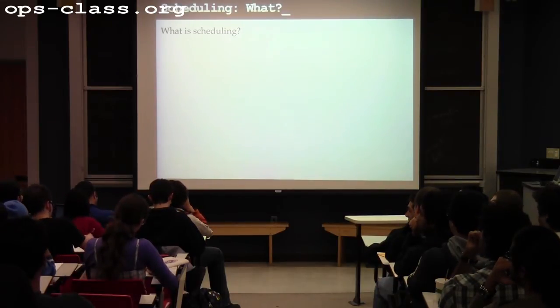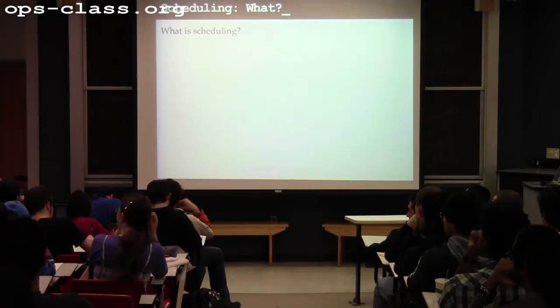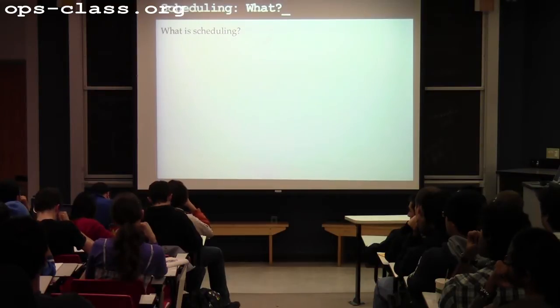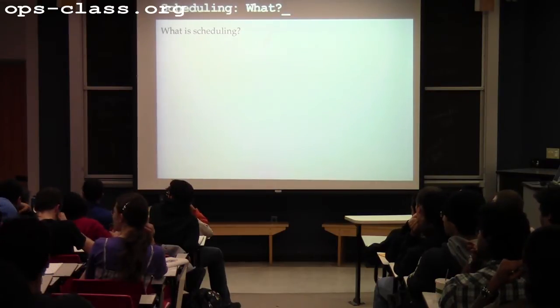When the CPU would actually take the thread, the operating system would take the thread off the CPU and let another thread run. No, that's not scheduling. What is that? What did he just define? That's a context switch. Okay?